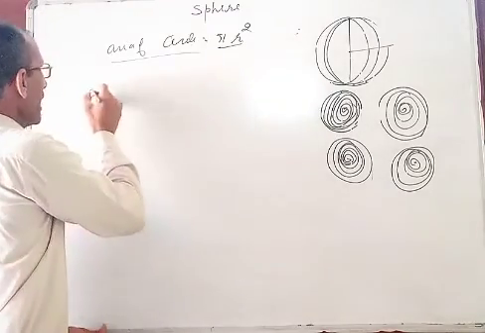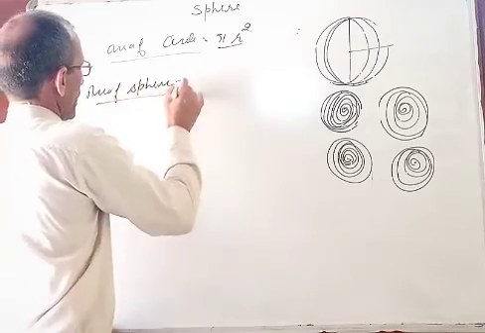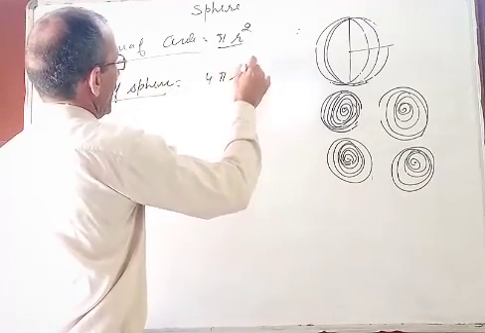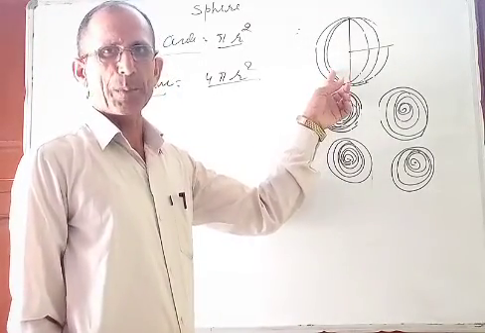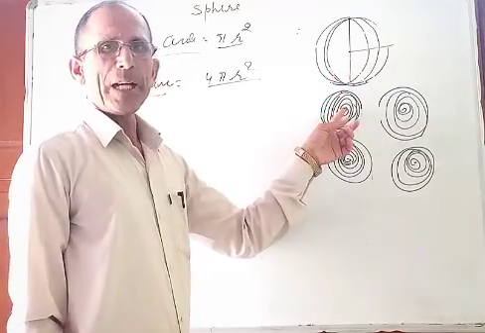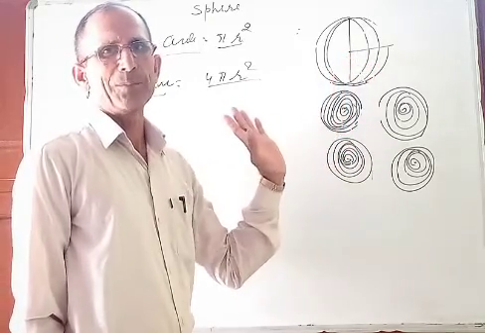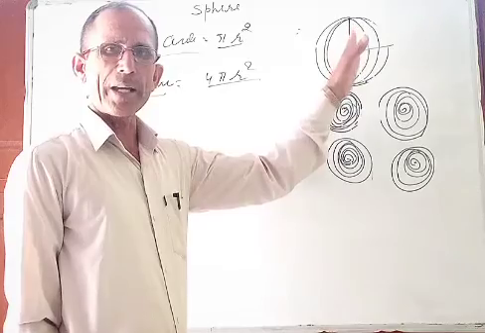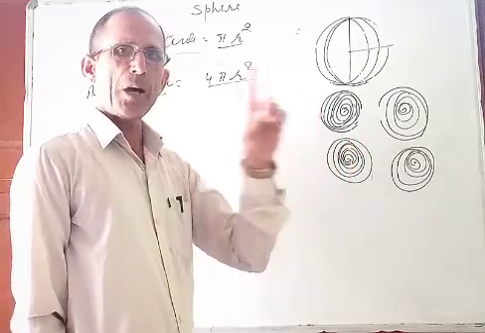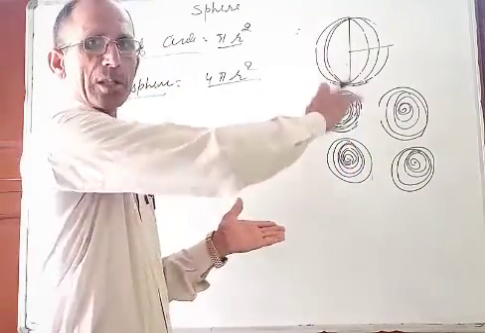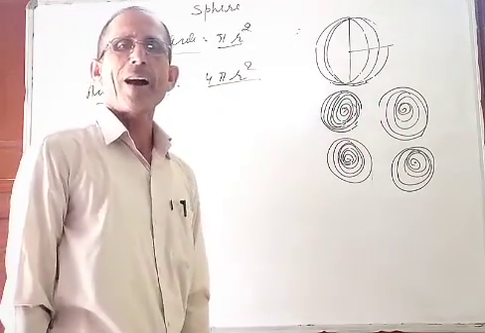Then the area of a sphere is equal to 4 pi r square, because the thread which was used to cover this sphere, I made four circles, and four circles are covered with the same thread. It means the area of the sphere is equal to the area of four circles. The area of one circle is pi r square, so the area of four circles means 4 pi r square.